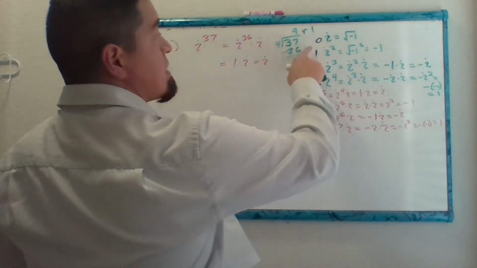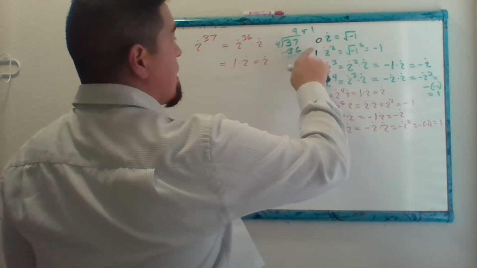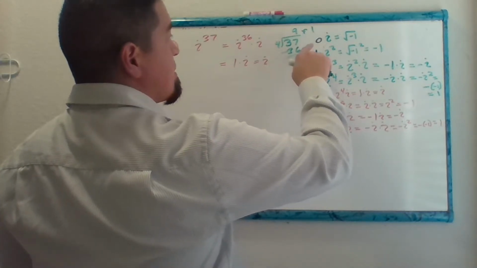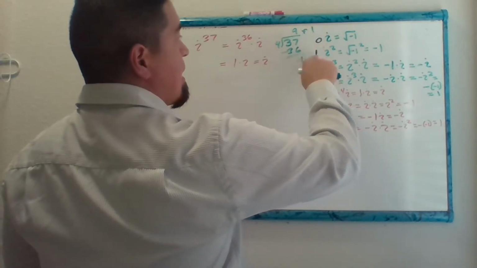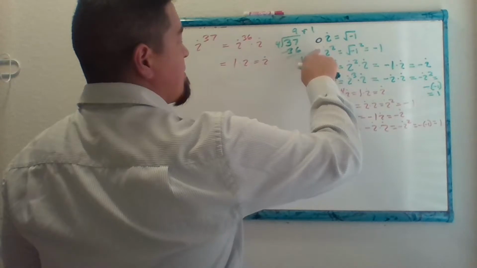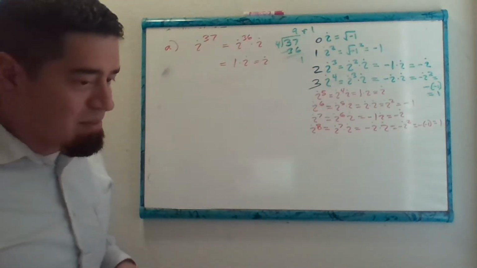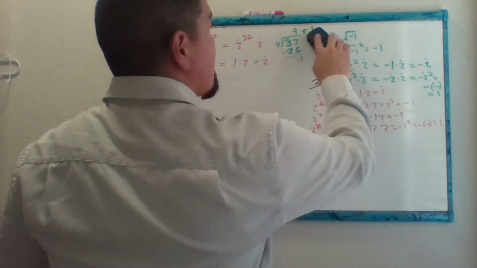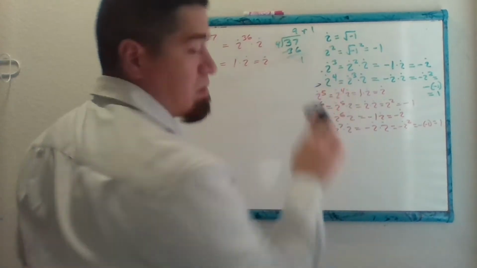So what was the answer? It would end up being i, right? Oh, okay. Hold on. Let me fix that for a second. It should be 1, 2, 3, 0. 1, 2, 3, 0.